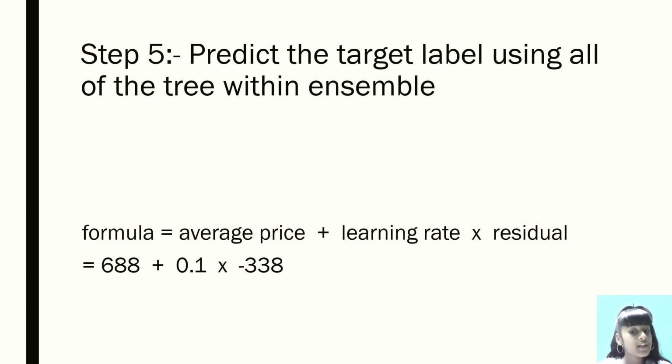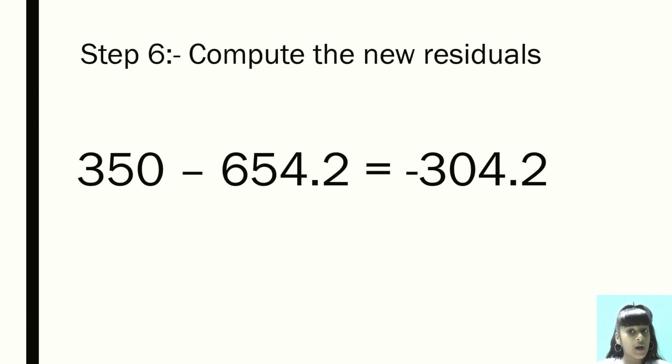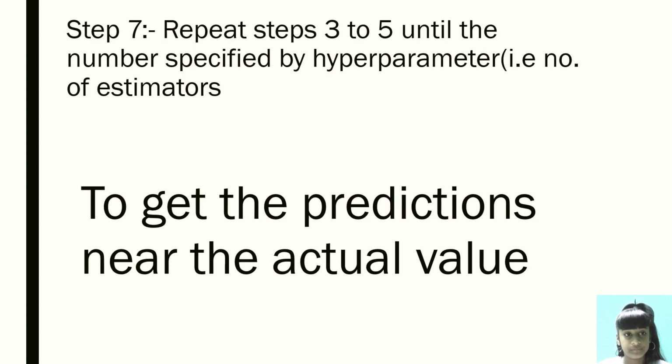Step 5 is to predict the target label using all the trees within the ensemble. The formula for this is average price plus the learning rate multiplied by residual. So it's going to be 688 plus 0.1, here we're going to take the learning rate as 0.1, multiplied by minus 338. You're going to get 654.2. Step 6 is to compute the new residuals. That's going to be 350 minus 654.2, which is minus 304.2.